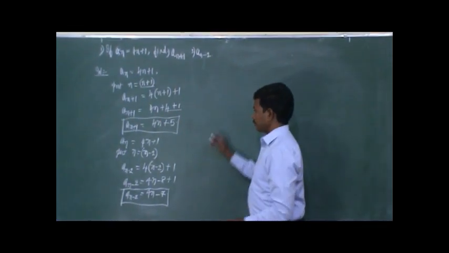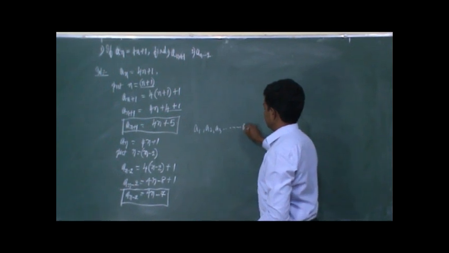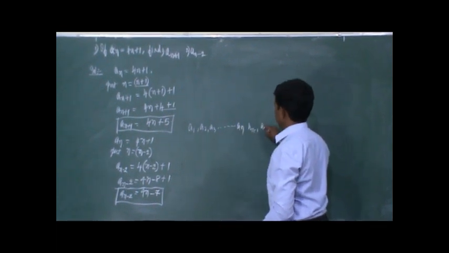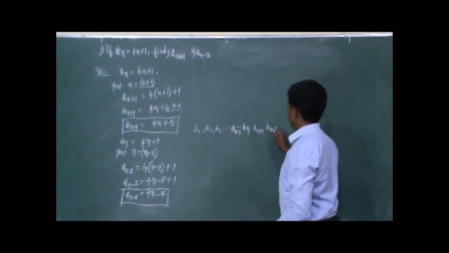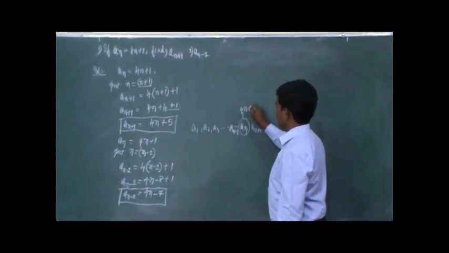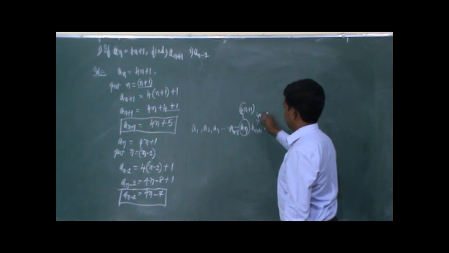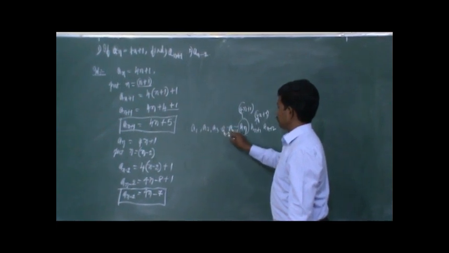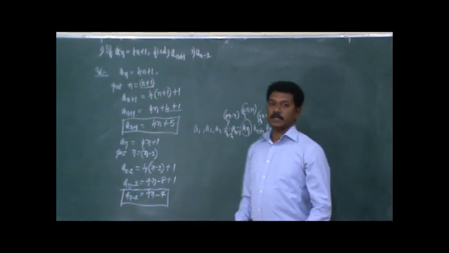So generally, if this is the sequence a1, a2, a3, ... and this is an, this will be an minus 1, and this will be an minus 2, and this will be an plus 1, this is an plus 2, this is an minus 1. So if an is represented by 4n plus 1, then an plus 1 looks like 4n plus 5, and an minus 2 looks like 4n minus 7. So this is how the problem is designed.